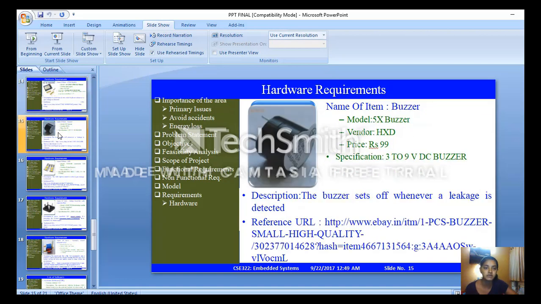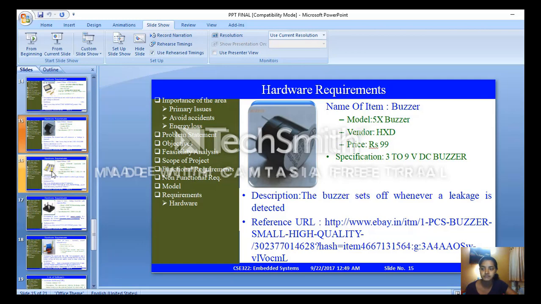The next hardware requirement is the buzzer. The model used here is 5X buzzer. The vendor is HXD. The price is rupees 99 and the specification is that it is a 3 to 9 volt DC buzzer. Whenever a gas leakage is detected, the buzzer is turned on, so it acts as a gas leakage alarm.